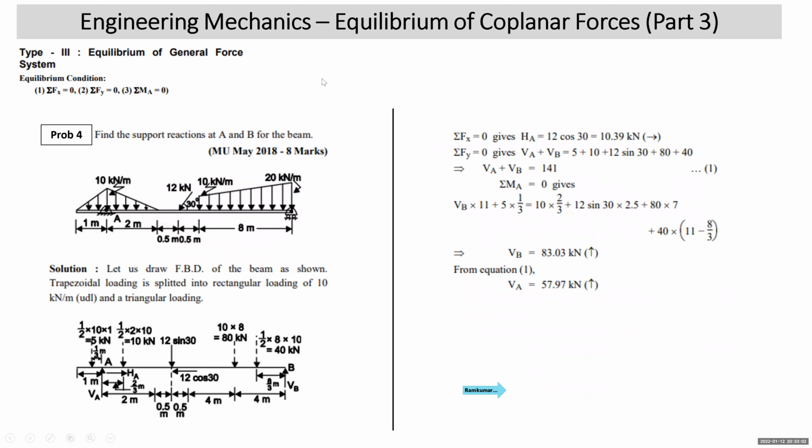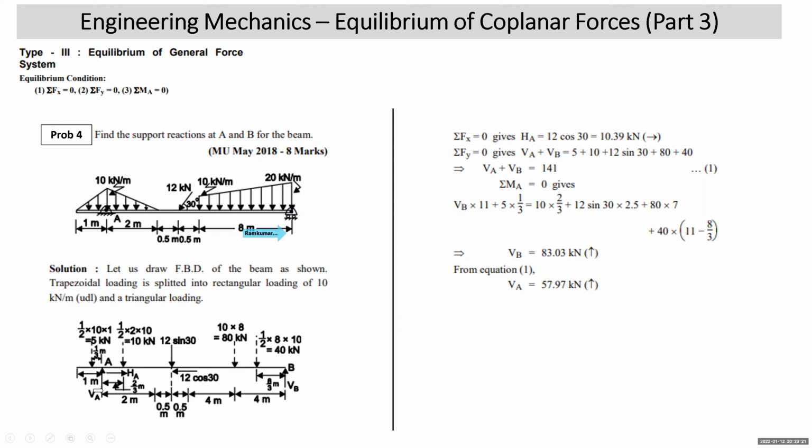Next is question number 4. I'm reading again, it is a beam reaction type. Find the support reactions at A and B for the beam shown. You are given the beam which is hinged at A, with 2 reactions, and there is a roller at B, where there will be 1 reaction.